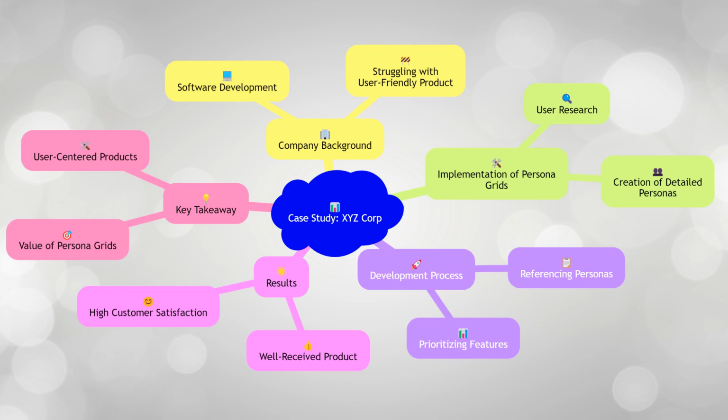XYZ Corp, a software development company, was struggling to create a user-friendly product. They decided to implement persona grids to better understand their users. The team conducted extensive user research and created detailed personas representing different user types. By referencing these personas throughout the development process, they were able to prioritize features that addressed the most pressing user needs. As a result, they created a product that was well received by users and achieved high customer satisfaction. This case study highlights the value of persona grids in creating user-centered products.